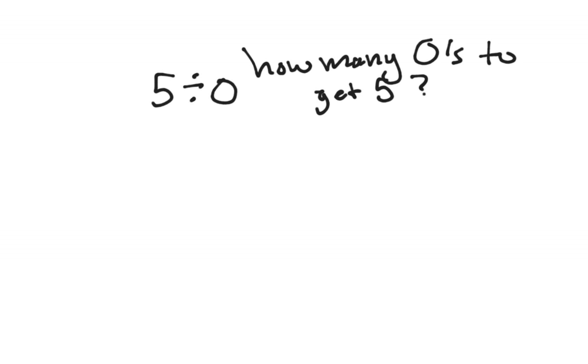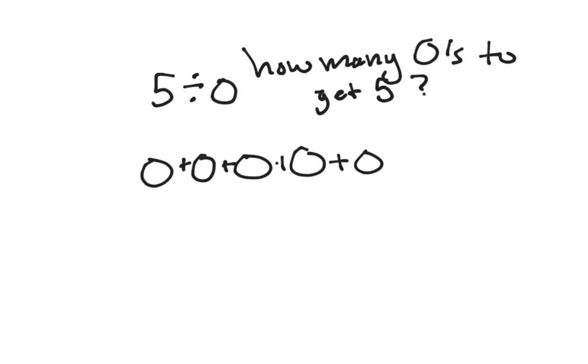Now I want to remind you what this means is how many zeros does it take to get to 5? And so I'll start with 1 zero. My total is 0. Well, that's not enough. I'll try adding another 0. Still at 0. Still at 0. Still at 0. And I can go on forever doing this, and I'll never get to 5.